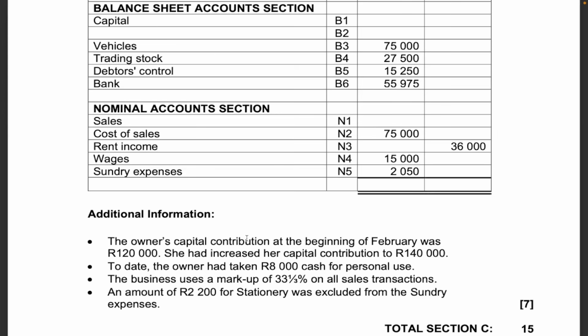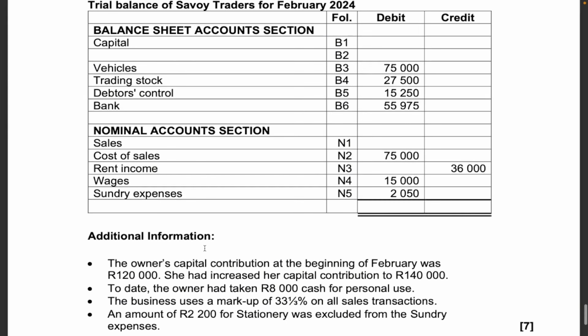The owner's capital contribution at the beginning of February was 120,000 rand. She had increased her capital contribution to 140,000 rand. Okay, so the owner's capital contribution at the beginning of February was 120,000 rand, and she had increased her capital to 140,000 rand. Well, what's the answer? Well, we're going to put what it actually is. She had increased it to 140,000 rand, not by.